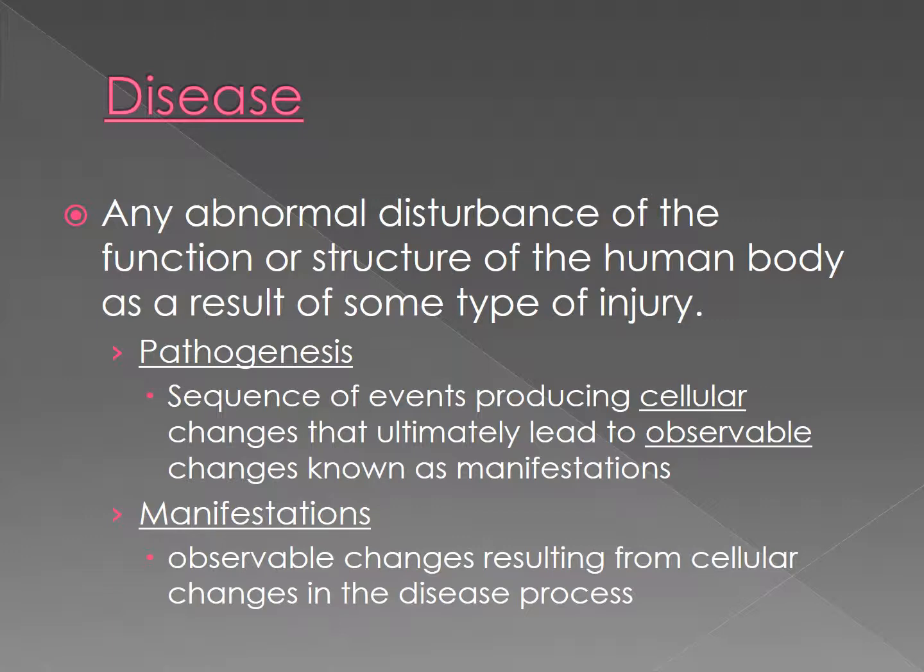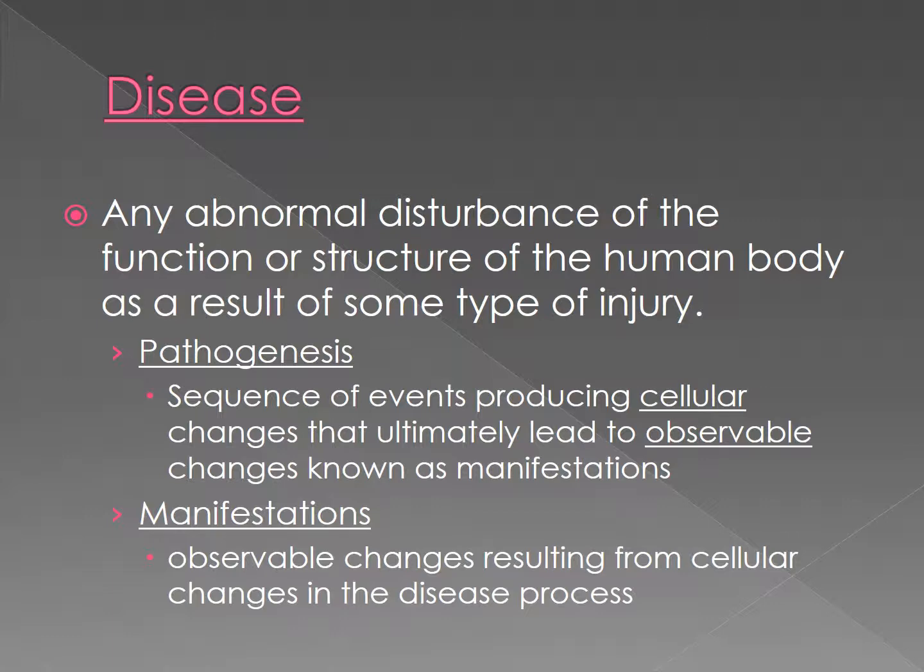It can result from some type of injury, and you may not think of a disease process as an injury. When we think of injury, we tend to think of just trauma, but there is an injury to the cellular structure of the body that causes diseases. So pathology is a sequence of events producing cellular changes that ultimately lead to an observable thing we see, known as manifestations.